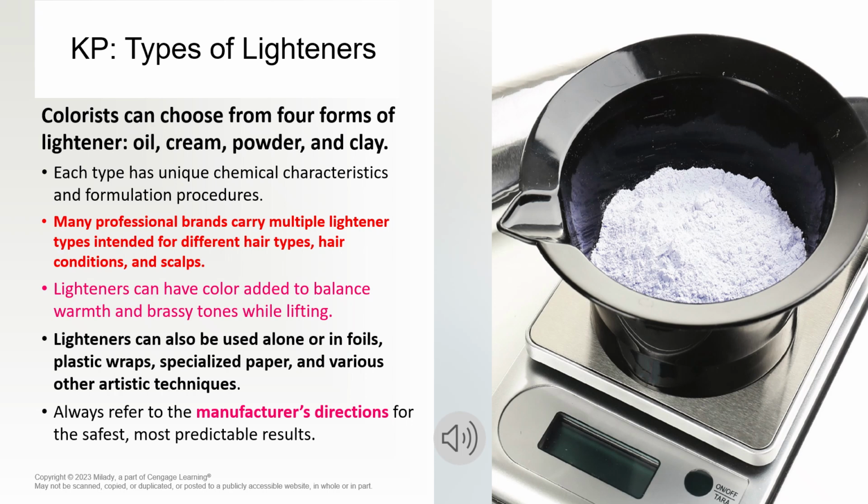Types of lightener. Colorists can choose from 4 forms of lightener: oil, cream, powder, and clay. Each type has a unique chemical characteristic and formulation procedure. Many professional brands carry multiple lightener types intended for different hair conditions and scalps. Lighteners can have color added to balance warmth and brassy tones while lifting. Lighteners can be used alone or in foils, plastic wraps, specialized paper, and various other artistic techniques. Always refer to the manufacturer's directions for the safest, most predictable results.